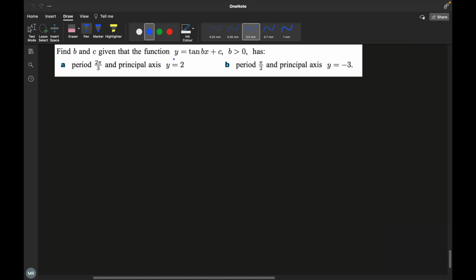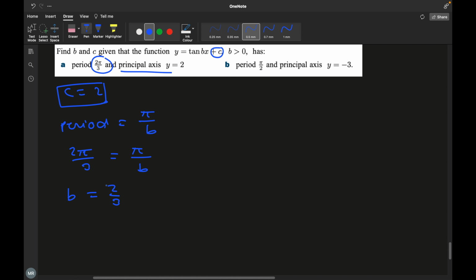We know that the value of c is essentially the principal axis, which is y equals 2. So therefore, c is 2. Pretty simple. And now we know that the period is pi by b, and they've given us the period, which is 2 pi by 3. Therefore, it's going to be pi by b, and b would be 2 by 3. So we got our values of b and c. b is 2 by 3 and c is 2.